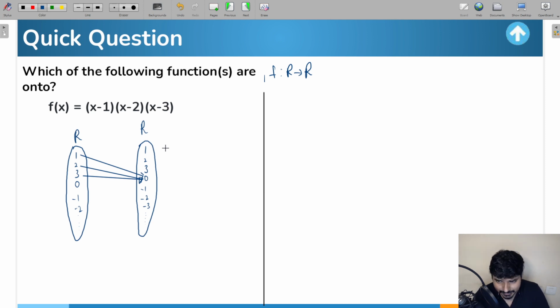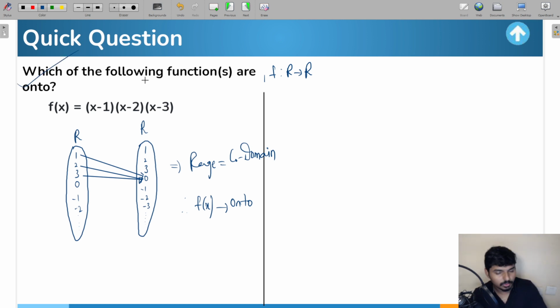So in this particular case, range and codomain are going to be the same. When range and codomain are the same, what does that mean? The function f of x is going to be an onto function. I hope this concept is clear for all the students.